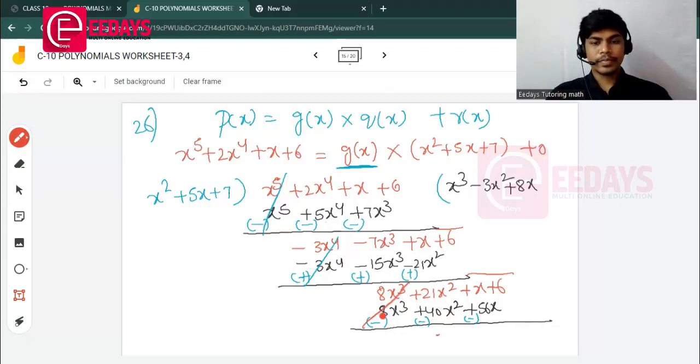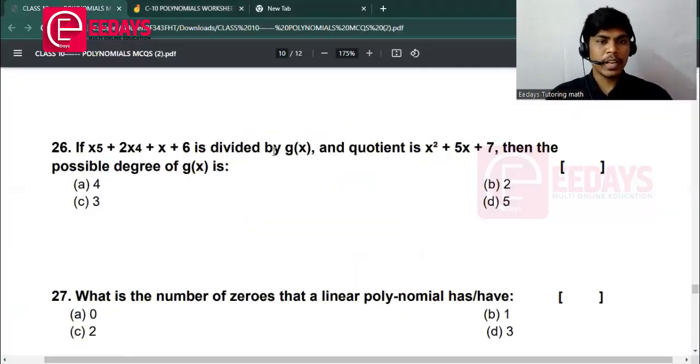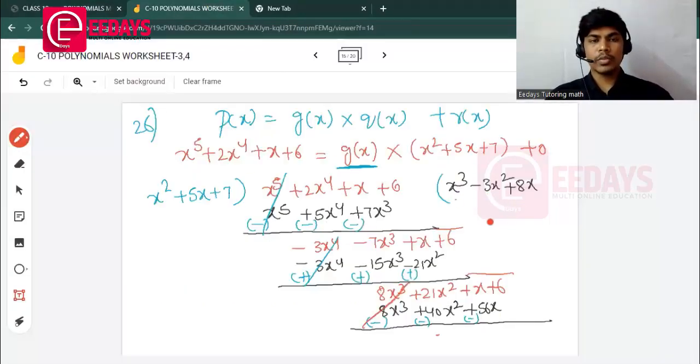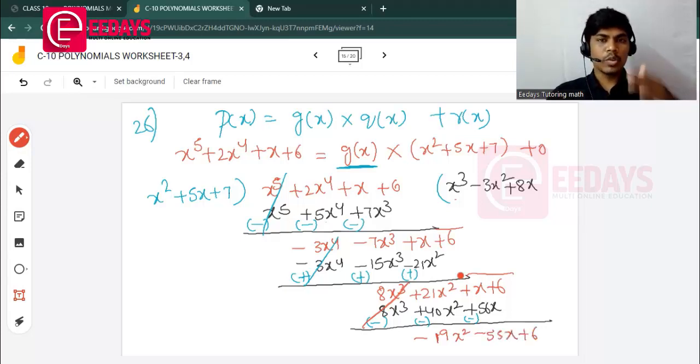So they are not asking for the remainder or anything, only asking the possible degree of g of x. Observe here, we are getting x cube. If we do it like this, we are getting a lengthy answer. Like 40 minus 21x, we are getting 19x square minus 19x square, and minus 15x plus x, we are getting minus 55x, and it goes on. But they are asking the degree. Observe here, the highest degree.